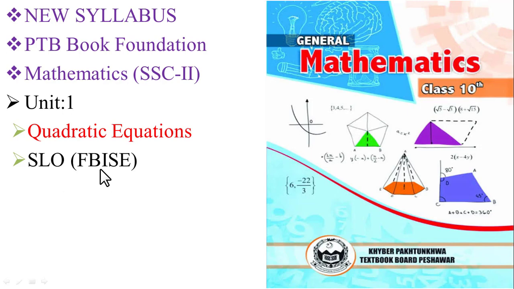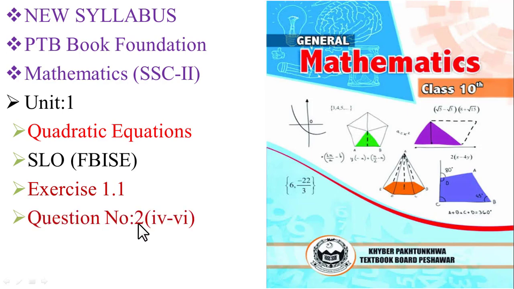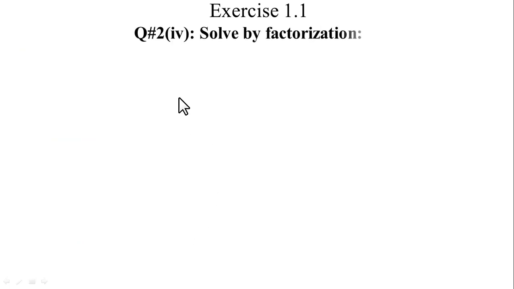According to SLO base or FBISE requirement, exercise 1.1, question number 2, parts 4 to 6 in part 2. In previous part 1, we discussed question number 2, parts 1 to 3. In this part, we will discuss parts 4 to 6. Let's start today's lesson. Question number 2 is to be solved by the factorization method.